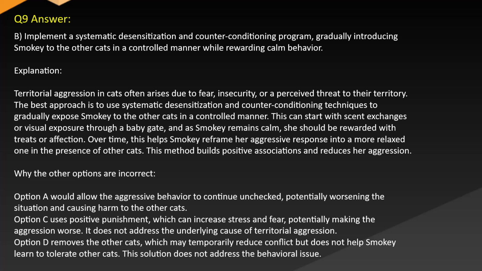Option A would allow the aggressive behavior to continue unchecked, potentially worsening the situation and causing harm to the other cats. Option C uses positive punishment, which can increase stress and fear, potentially making the aggression worse. It does not address the underlying cause of territorial aggression. Option D removes the other cats, which may temporarily reduce conflict, but does not help Smokey learn to tolerate other cats. This solution does not address the behavioral issue.